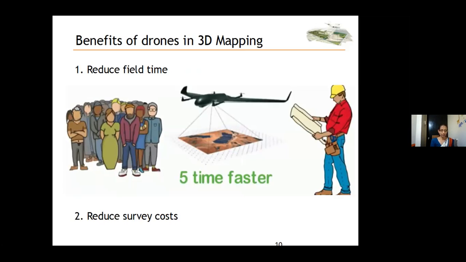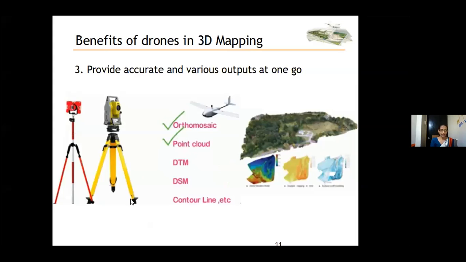The second benefit is that it reduces the survey cost. The cost of a drone survey is often considerably lower, so you ultimately deliver your survey result faster and at a lower cost. The next one is that it provides accurate and various output in one go. A total station only measures individual points. One drone flight produces thousands of measurements, which can be represented in different formats.